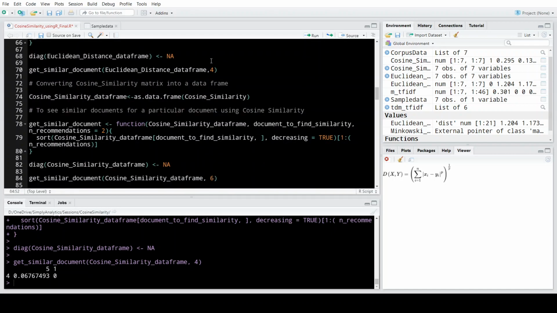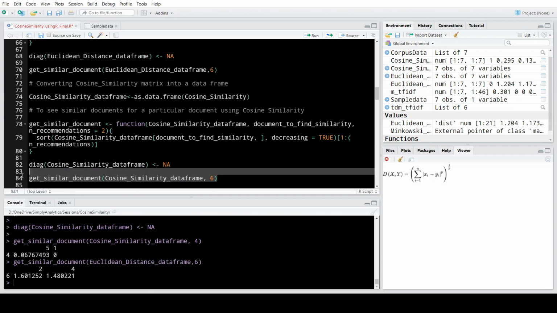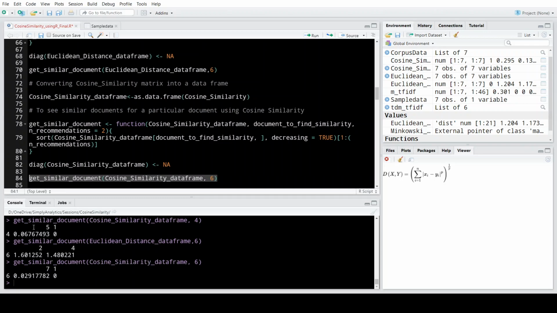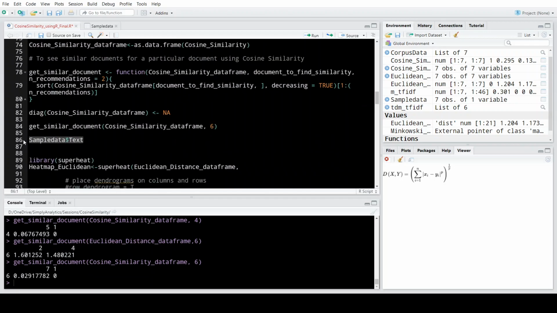Let's try for another document, say document 6. Let's change it in Euclidean and in cosine similarity. In Euclidean, we see document 2 as nearest to document 6, while in cosine similarity, it is 7. So which makes more sense? Let us find out by seeing the comments.